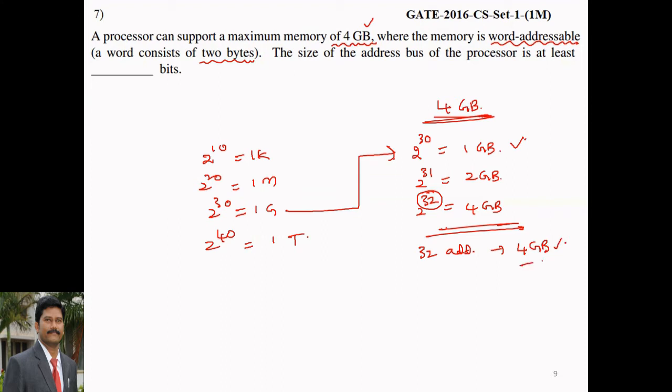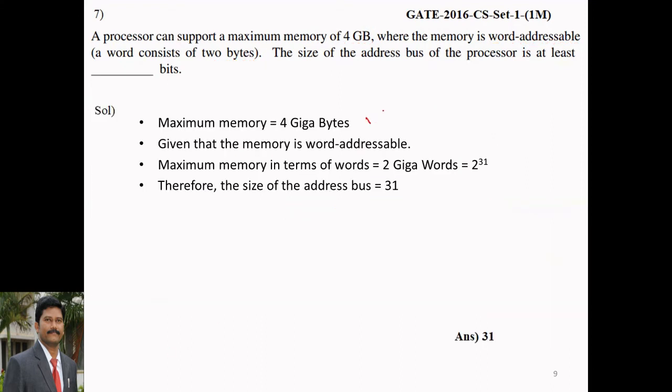But here the 4 gigabyte memory is word addressable. That means each location will take 2 bytes at a time. So how many words are there in total? 4 gigabytes divided by 2, that is 2 giga words. To select 2 giga words, how many address lines are required? 2 giga means 2 power 31, so our answer is 31. The maximum memory is given as 4 gigabytes, but it is word addressable, so in terms of words it is 2 giga words, which means 2 power 31. So 31 bits is the answer.